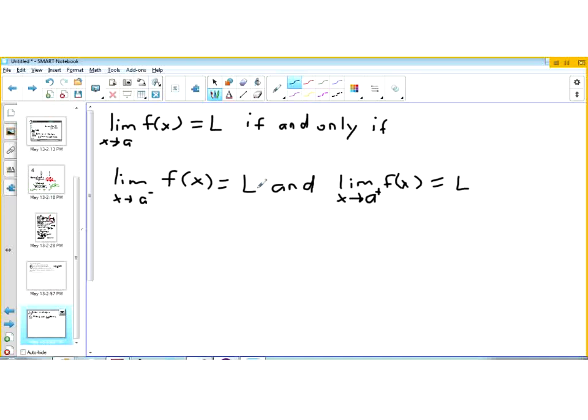All right. So basically, if you read this statement forward, you can also read it backwards, because that's what if and only if allows us. So if this condition is true, then this condition is true. If this condition is true, then this condition is true. All right. So the converse is also true.